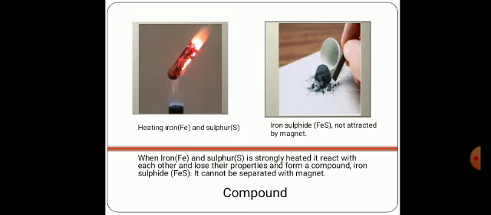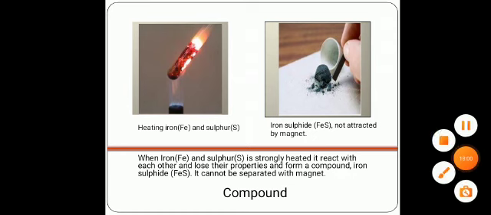Then, heating iron and sulfur. When iron and sulfur are heated together, they form a compound. They form iron sulfide, FeS, a black compound not attracted by a magnet. When iron and sulfur are strongly heated, they react with each other, lose their properties and form a compound. Iron sulfide, FeS, cannot be separated with a magnet.